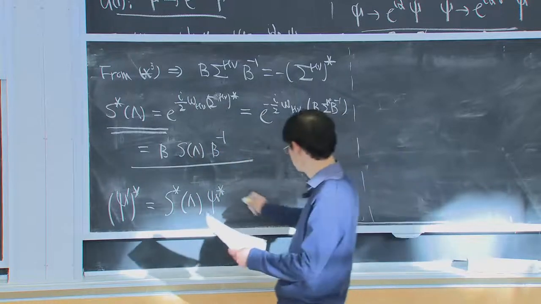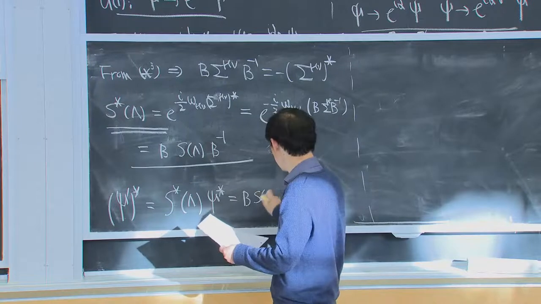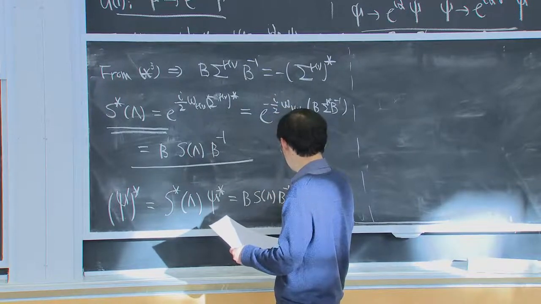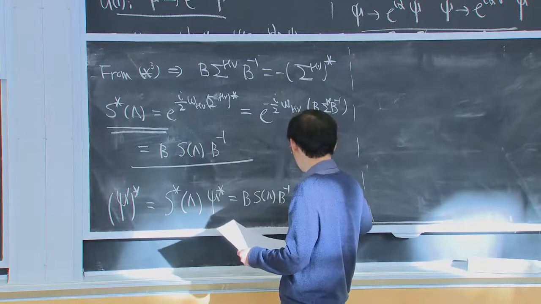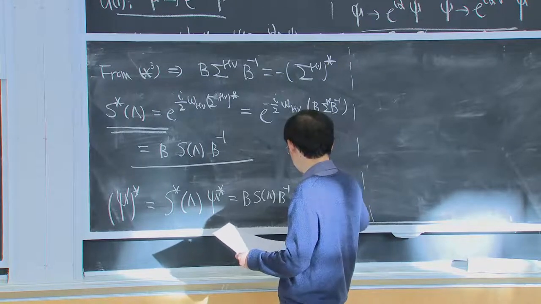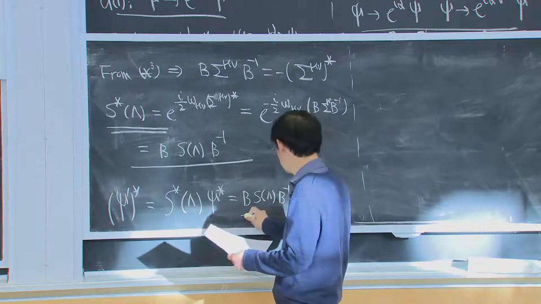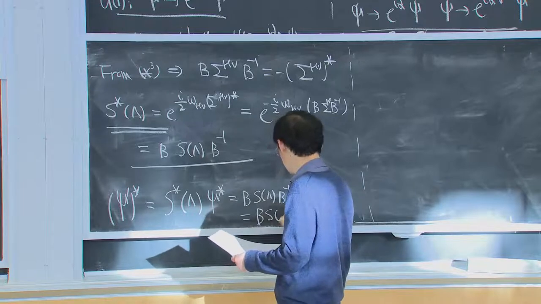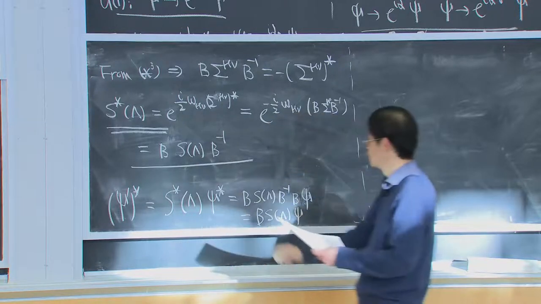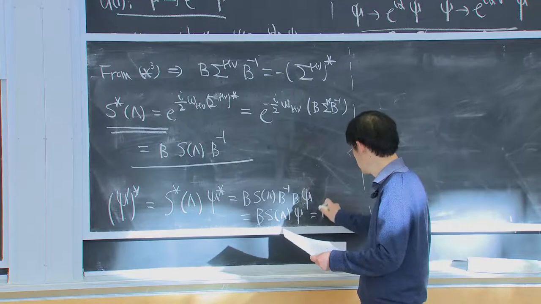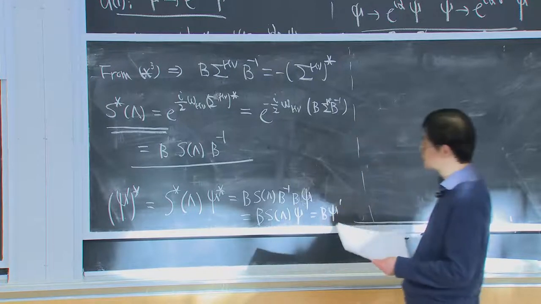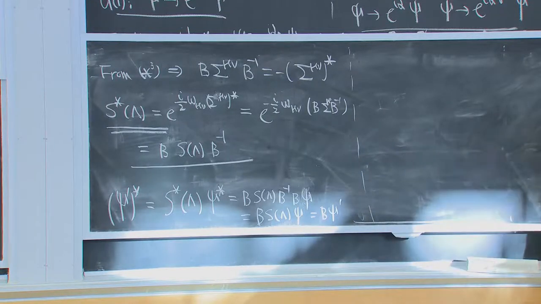So that is equal to B S lambda B minus 1 and B S B psi. Okay, so this is equal to B S lambda psi. Okay, so this is equal to B psi prime. Precisely what we were trying to show. Good, any questions on this?